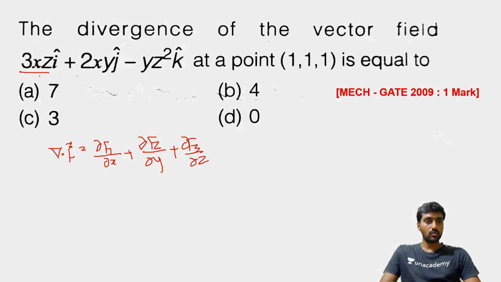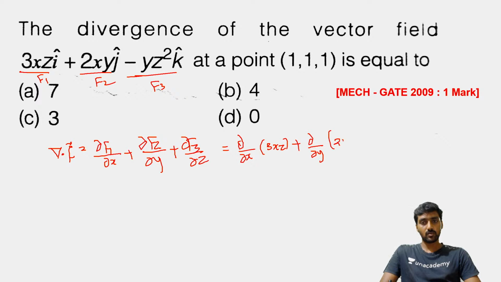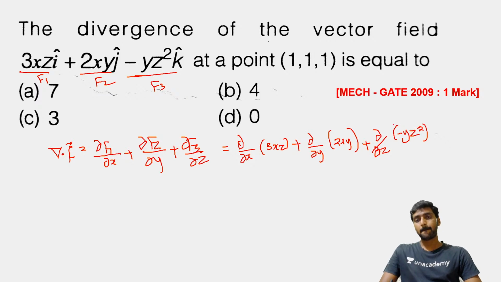Now 3xz belongs to f1, here 2xy is f2, minus yz square is f3. Therefore dou divided by dou x of 3xz plus dou divided by dou y of 2xy plus dou divided by dou z of minus yz square, right?